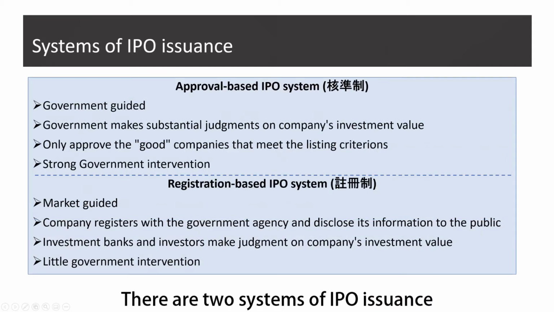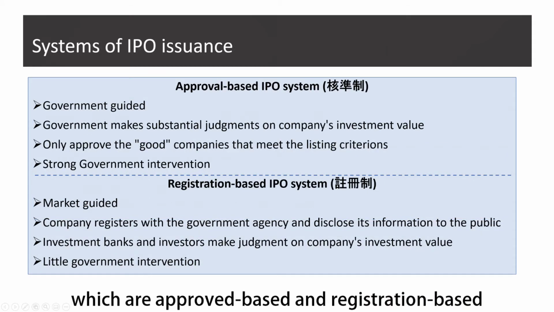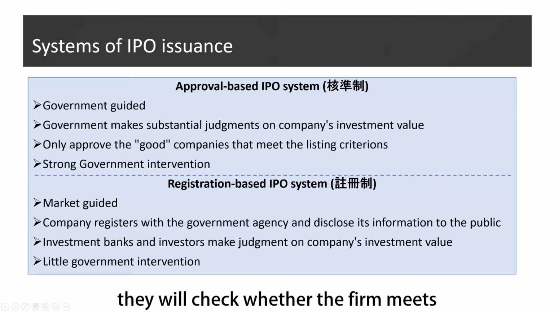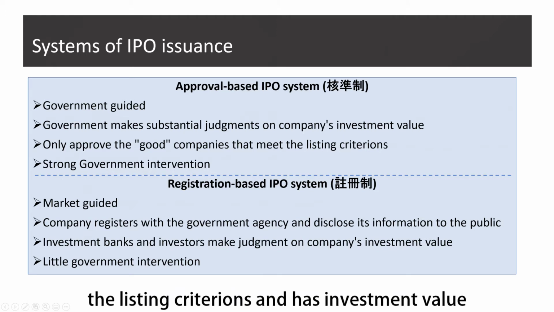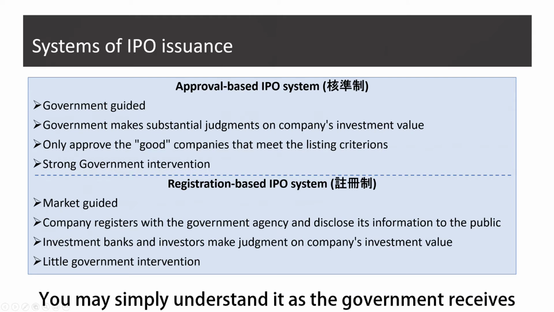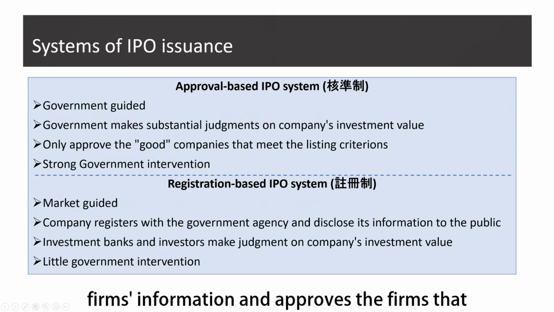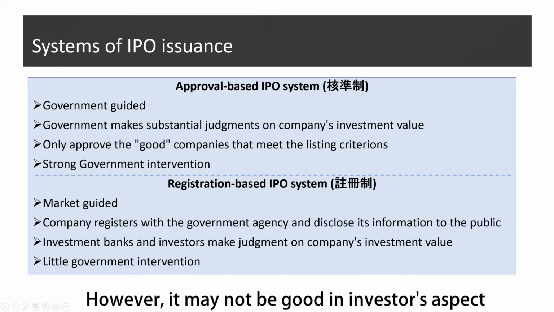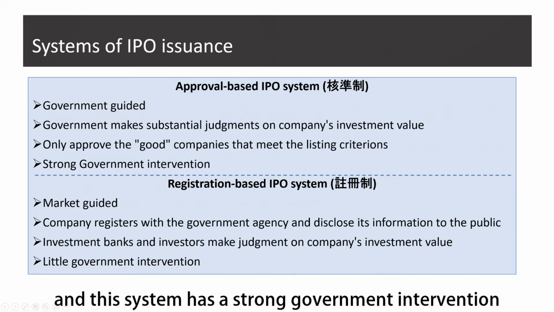There are two systems of IPO issuance, which are approval-based and registration-based. Approval-based is government-guided. They will check whether the firm meets the listing criterion and has investment value. If so, they will approve the IPO. You may simply understand it as the government receives firms' information and approves the firms that the government believes are good. However, it may not be good from investors' aspect, and this system has strong government intervention.